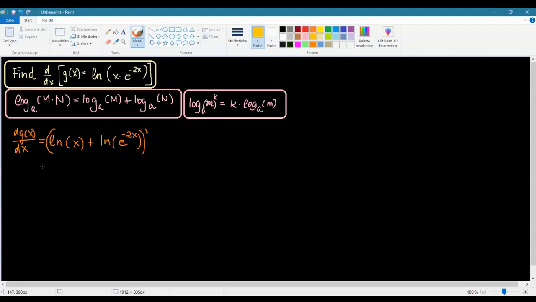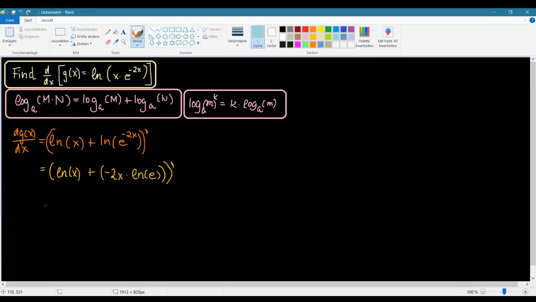I think we're going to do one more piece of rewriting already. We're not going to leave that till later. This is actually going to be ln x plus negative 2x times ln e. Okay, prime. All of this is prime. Now we're going to take the derivative.